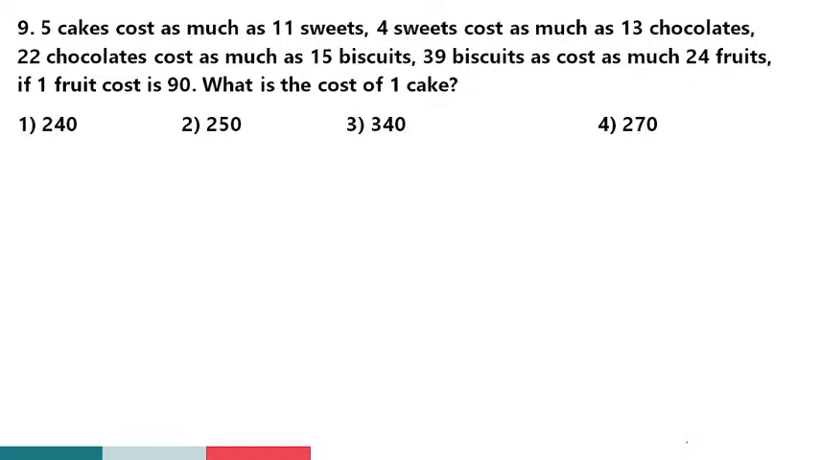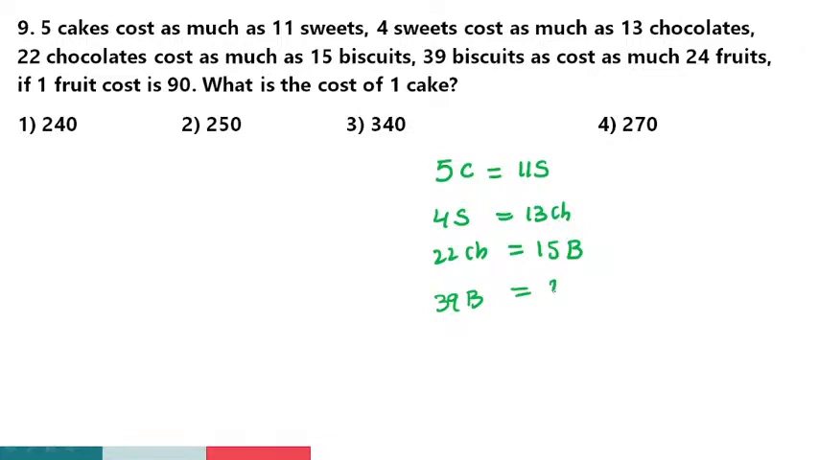So which option is the right answer, guys? In the given problem, 5 cakes cost as much as 11 sweets. 4 sweets cost as much as 13 chocolates. Next, 22 chocolates cost as much as 15 biscuits. 39 biscuits cost as much as 24 fruits. One fruit costs 90 rupees. Then one cake costs how much?